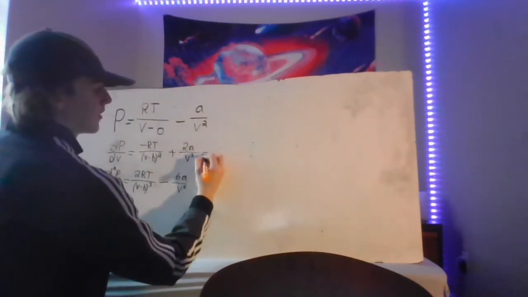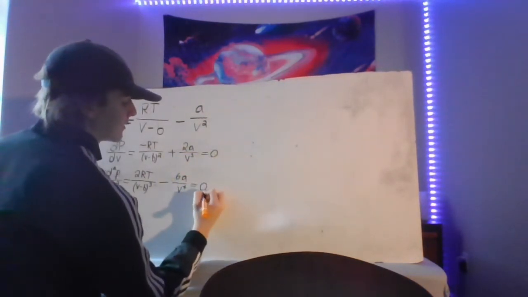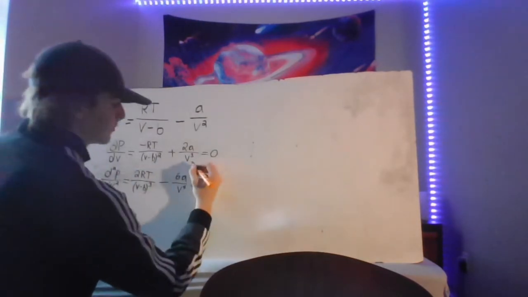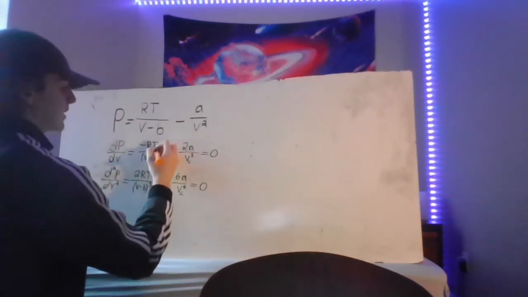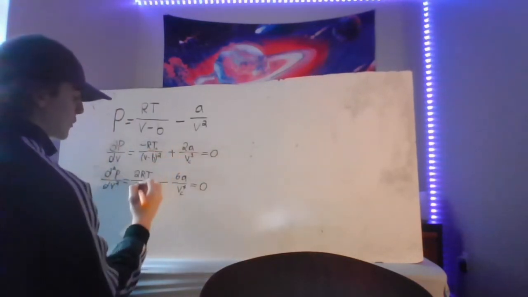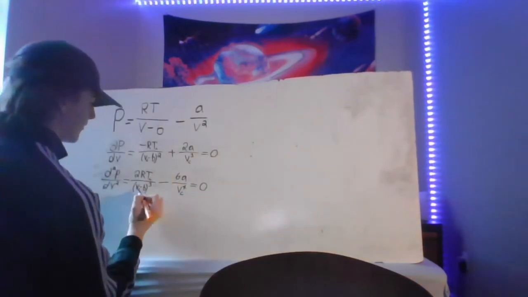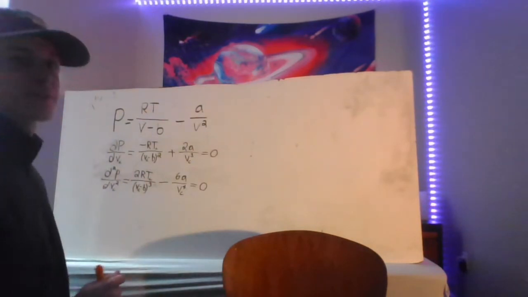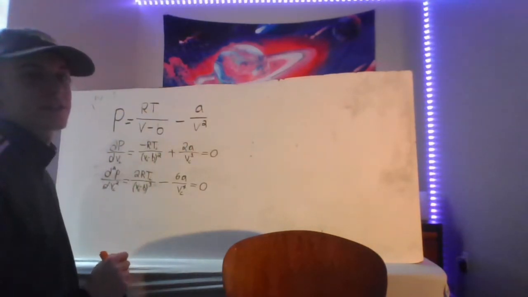Now we can set these equal to 0 if they're at the critical temperature and volume. So this will be the critical volume and the critical temperature, and this is also the critical volume. So now we have two equations and two unknowns that we can solve for.